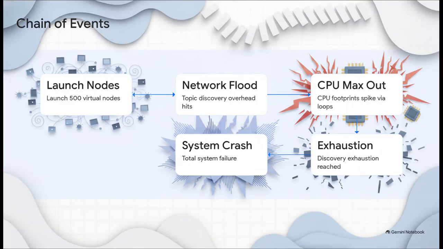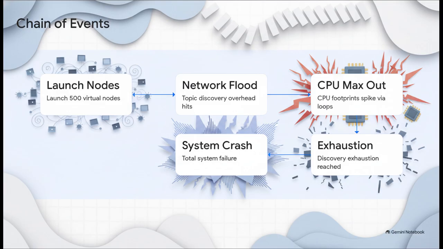Tracing this chronological domino effect, the whole chain of events becomes incredibly clear. Step 1. We attempt to launch 500 virtual nodes simultaneously on an isolated loopback network. Step 2. The network instantly floods with topic discovery overhead as they all try to introduce themselves, creating this massive internal broadcast storm. Step 3.